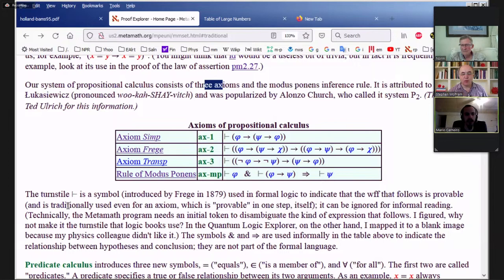So in propositional calculus, Mario is, it has formulas, right? Maria, because it just froze again. We didn't.